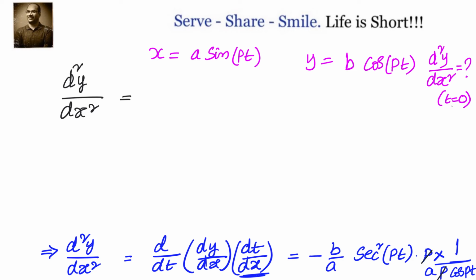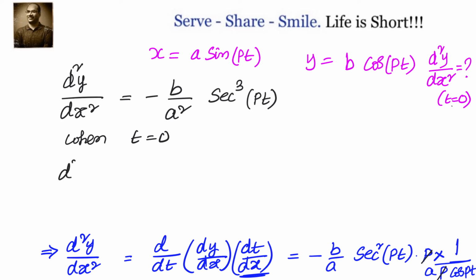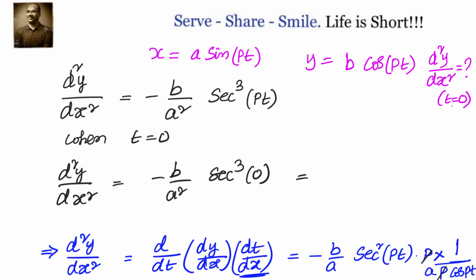That will be minus b by a square. T is 0, then pt is also 0, cos 0 is 1, secant 0 is also 1, secant cube 0 is also 1. So simply we have minus b by a square into 1, and that equals minus b by a square. That means we just have d square y by dx square equals minus b by a square.